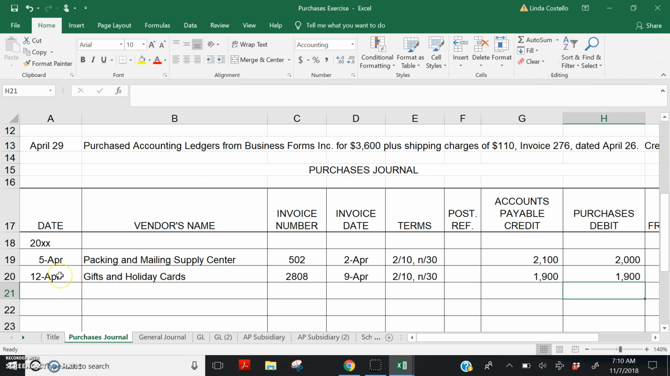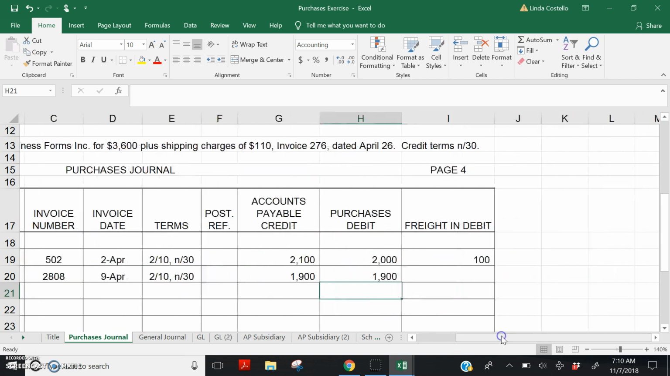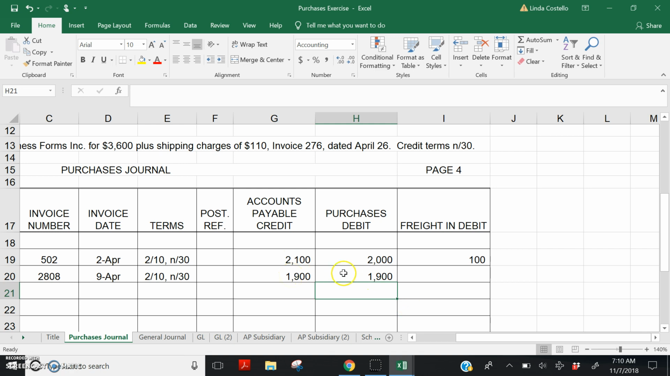Date April 12th. Vendor's name Gifts and Holiday Cards. Invoice number 2808, dated April 9th. Terms $210 net 30. Skip the posting reference column for now. Credit accounts payable $1,900. Debit purchases $1,900. We didn't have to pay any shipping on this order, so leave the freight column blank.